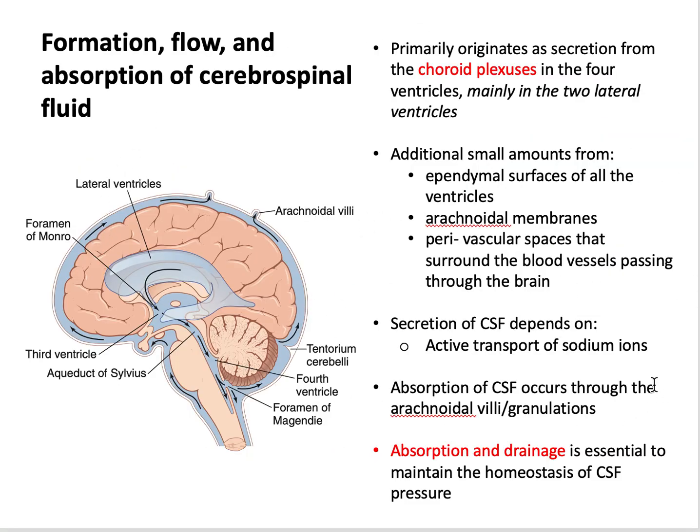So what you need to know from this slide is, all right, these are the large ventricles, located kind of in the center of the brain, I guess is the best way to say that. And inside of these ventricles, you have specialized tufts of capillaries called choroid plexuses, and that is what secretes the CSF into the ventricles.